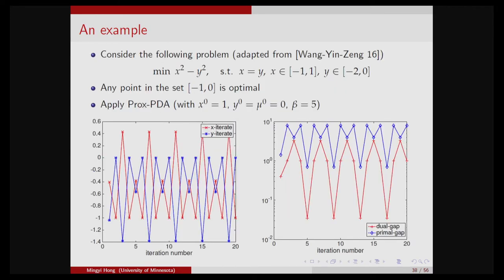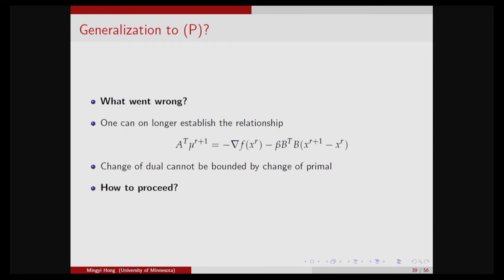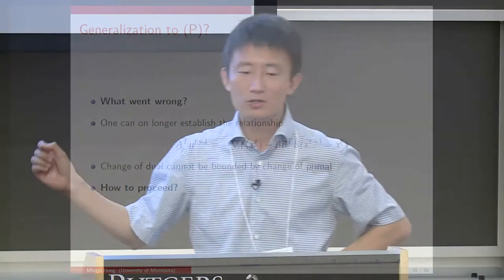So here, if we directly apply the algorithm that we just saw, it turns out it will diverge. Okay, this is adapted from Wang et al.'s example for divergence of ADMM. Actually, this also diverges for the algorithm that we saw. I'm not going to go into detail about this example. So what went wrong here is the following. We can no longer use this key property that connects the dual variable to the primal, because now you have a non-smooth term, you have constraints. So the optimality conditions for the primal will have something else that is related to the subgradient.